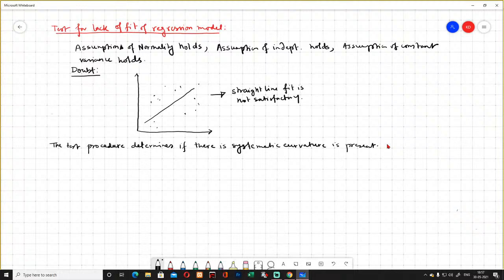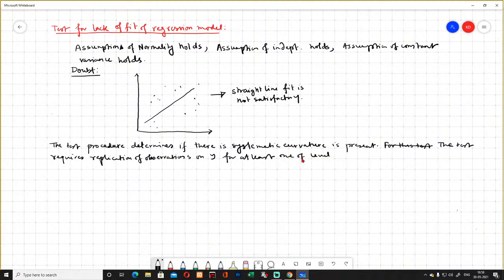For this test, the test requires replication of observation, that is observation on Y for at least one level of X, and they should be two replication.